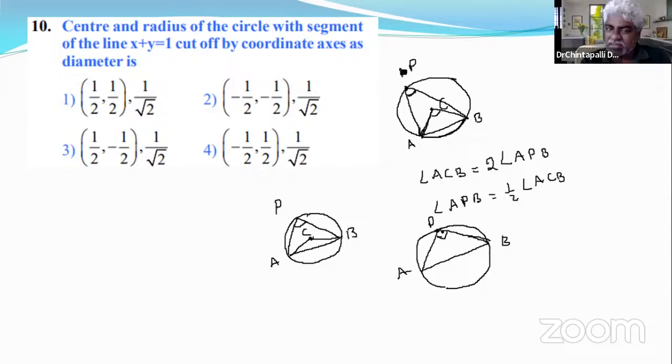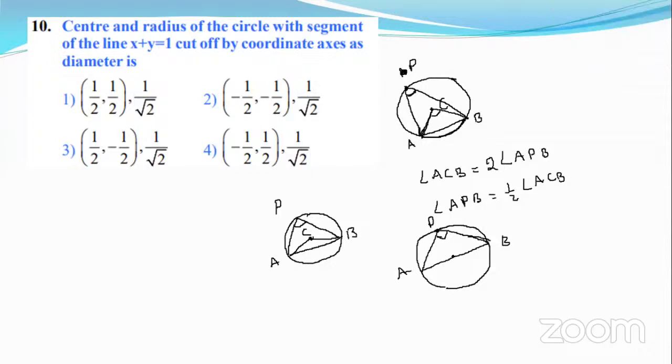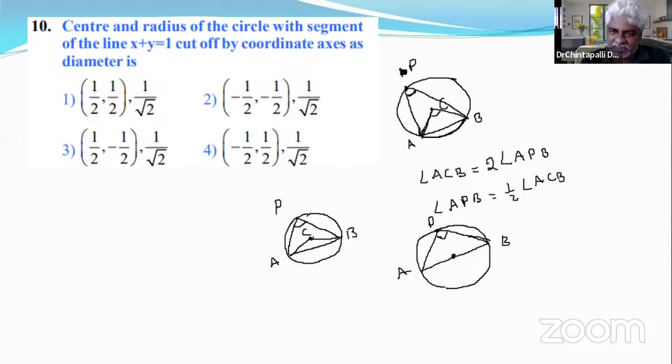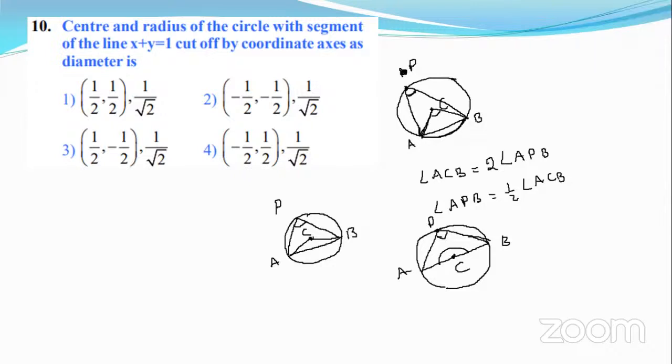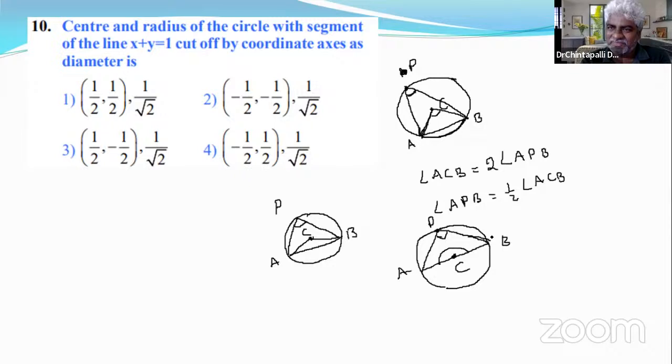90 degrees is half of something. What is that something? 180 degrees. So this must be 180 degrees. Being 180 degrees means being collinear. 180 degrees is possible only when that line is a straight line. See, here the points A, C, B are not in a line. Here also the points A, C, B are not in a line.